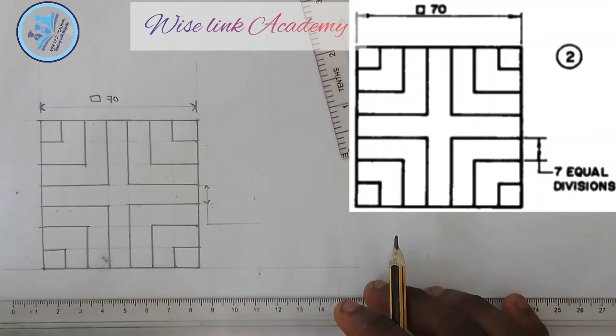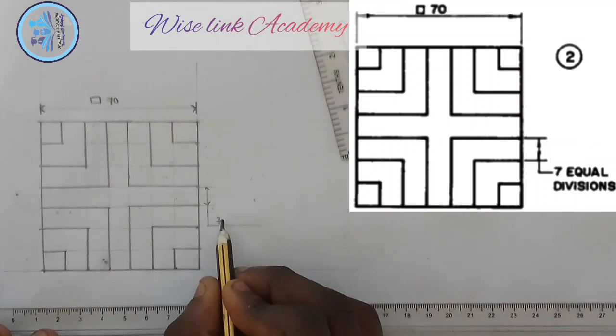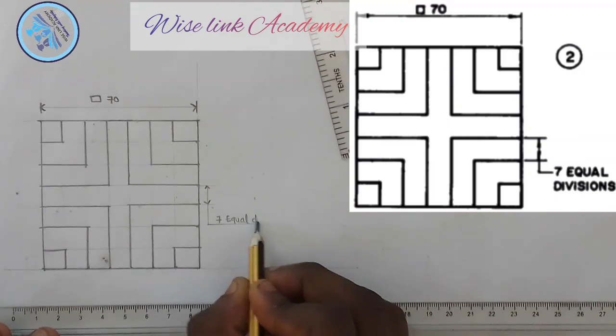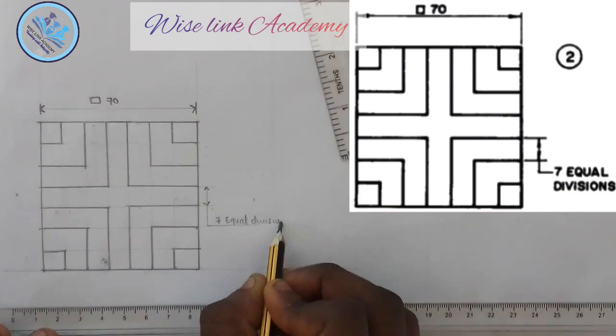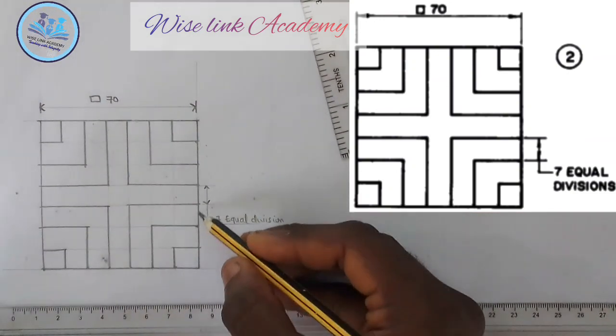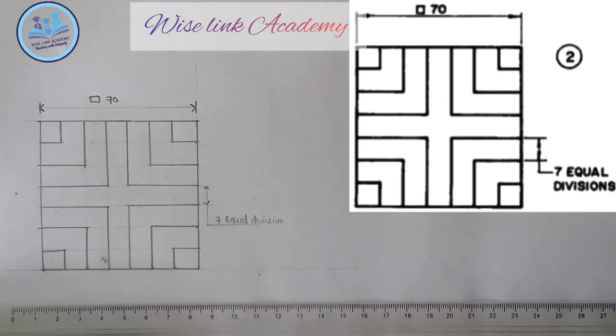So I have this. Now I write 7 equal division. 7 equal division simply means that this part is 7. 1, 2, 3, 4, 5, 6, 7. So I have it, as you can see at the right corner of the screen.